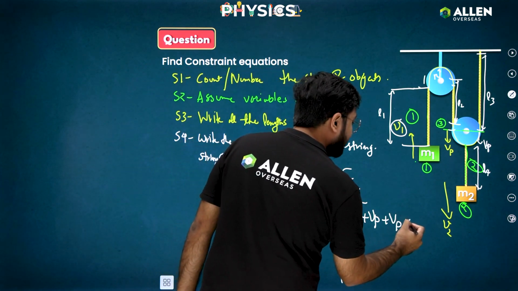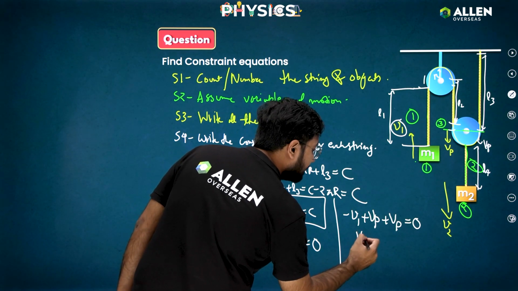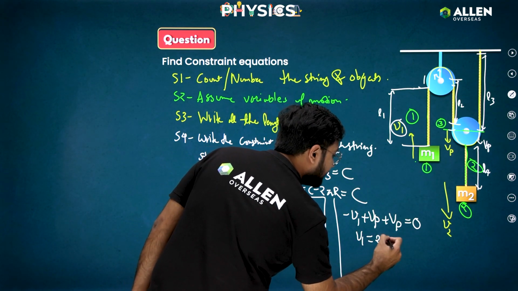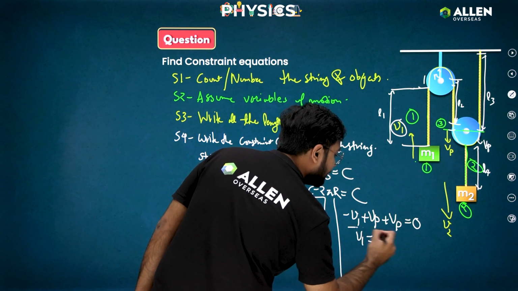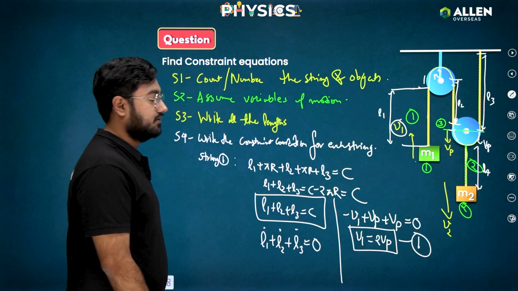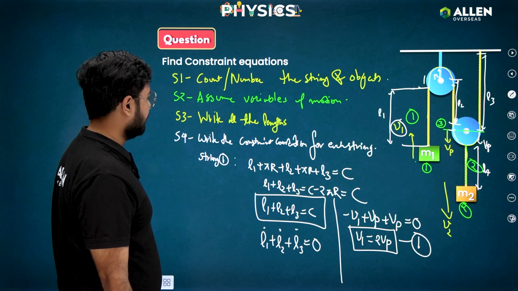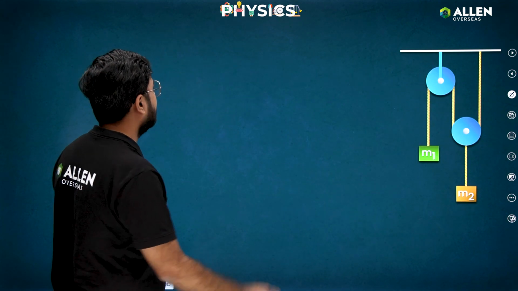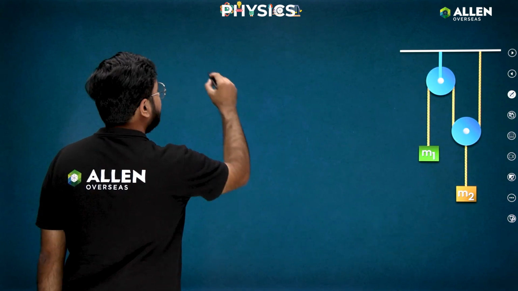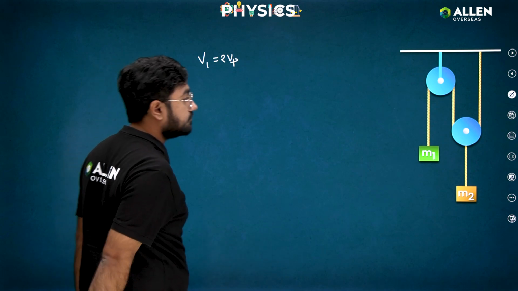And this thing must be equal to 0. So from here, V1 will be equal to twice of Vp. This is the first equation, first relation that we have, right? Yeah, first relation. So what was it? V1 is equal to 2 Vp.